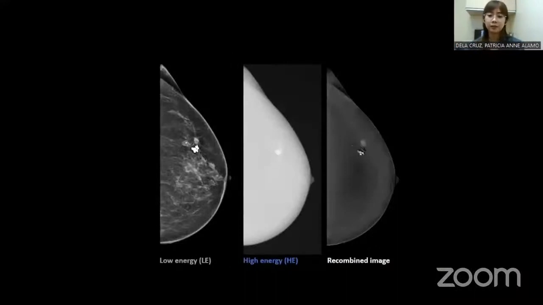So we have the dual energy technique, with the low energy and high energy. And we will reconstruct the images of high energy and low energy, which results in a recombined image. So it's like an iodine map. You can see there's a contrast uptake here. Then we can eliminate the anatomical noise around the suspicious lesion.